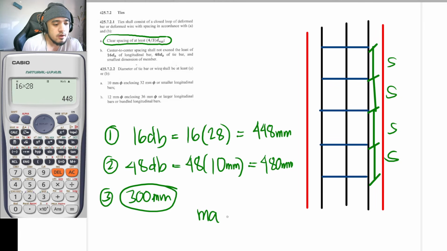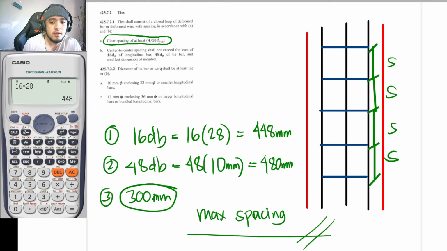This is to be the maximum spacing, but if we are to choose the maximum spacing, it does not mean that we will choose the highest value. If you choose 480 mm as the spacing, it is no longer adequate, because 480 is higher than 448. So if this is your maximum, it is no longer adequate, as well as for this.